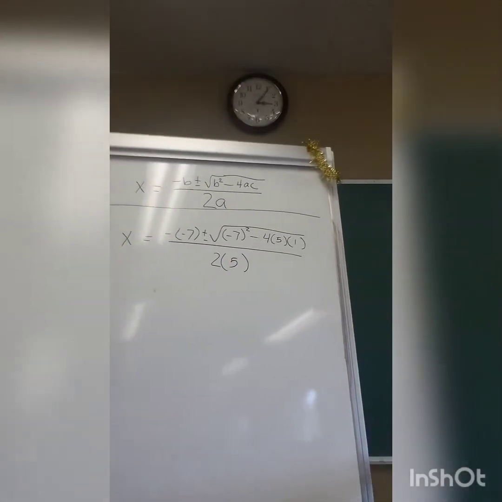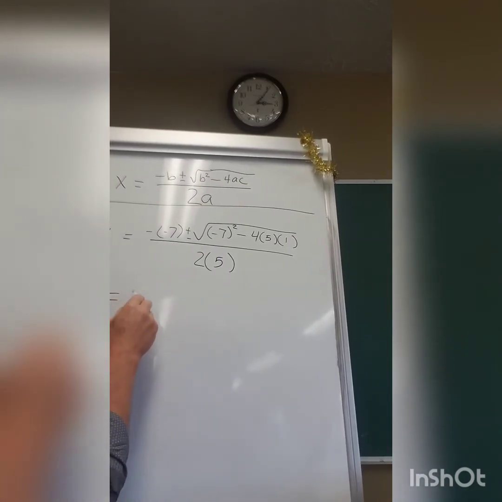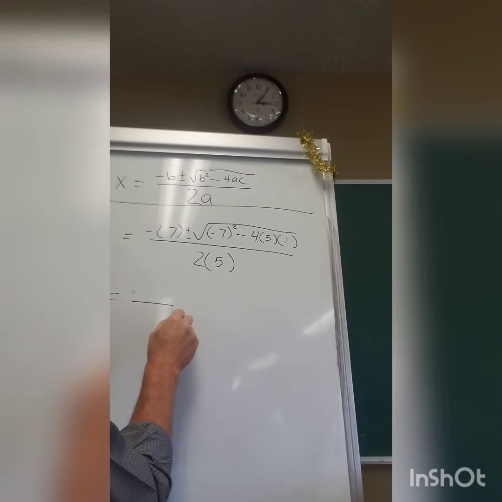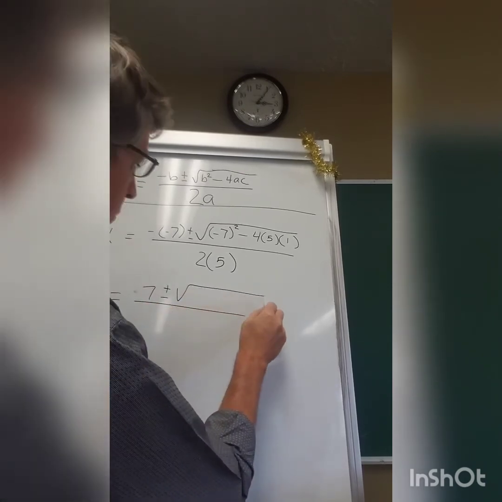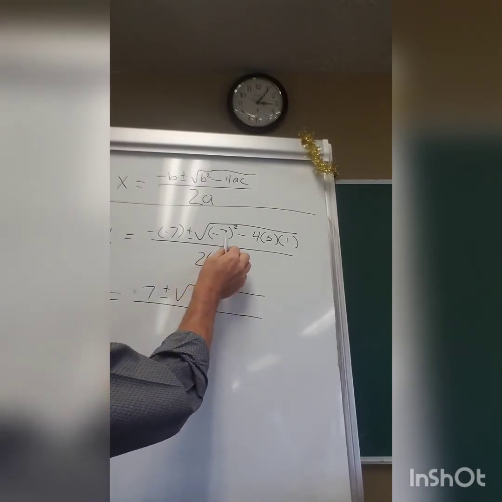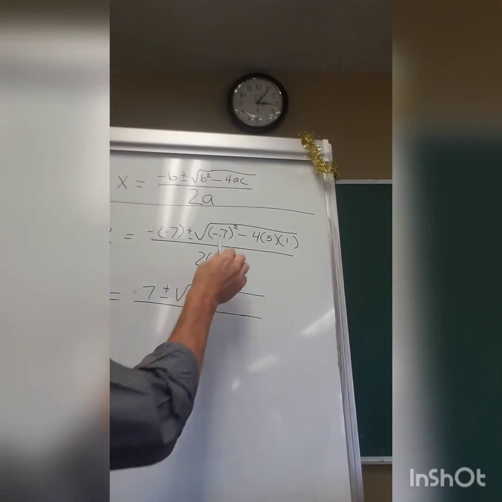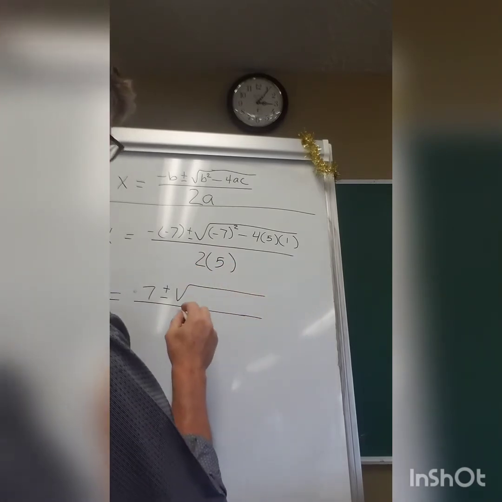So let's do this again. Negative times negative makes a positive. So we know that we have a positive 7, positive, negative, and 2 times 5 is 10. So let's figure this out. Negative 7 times negative 7 makes positive 49, right? I'm just going to write it. Well, I can write it here.